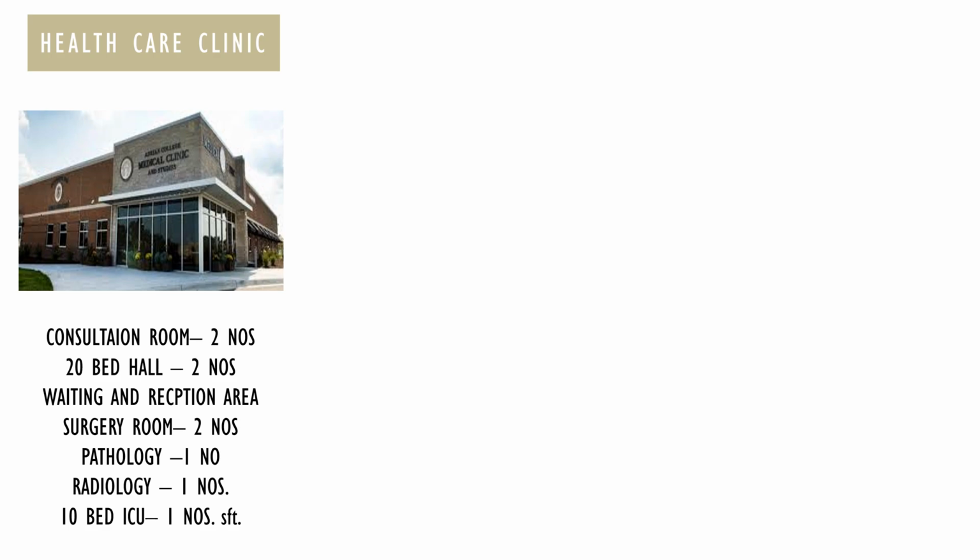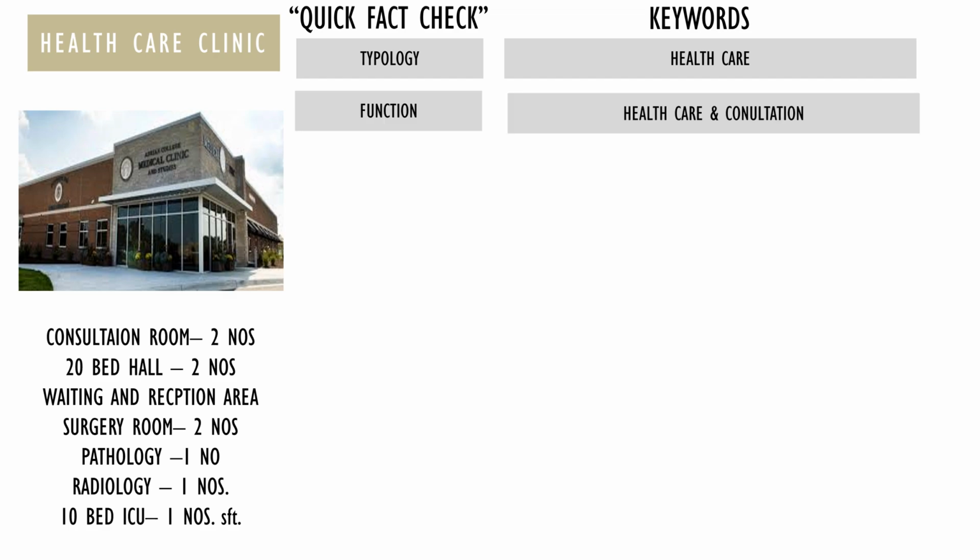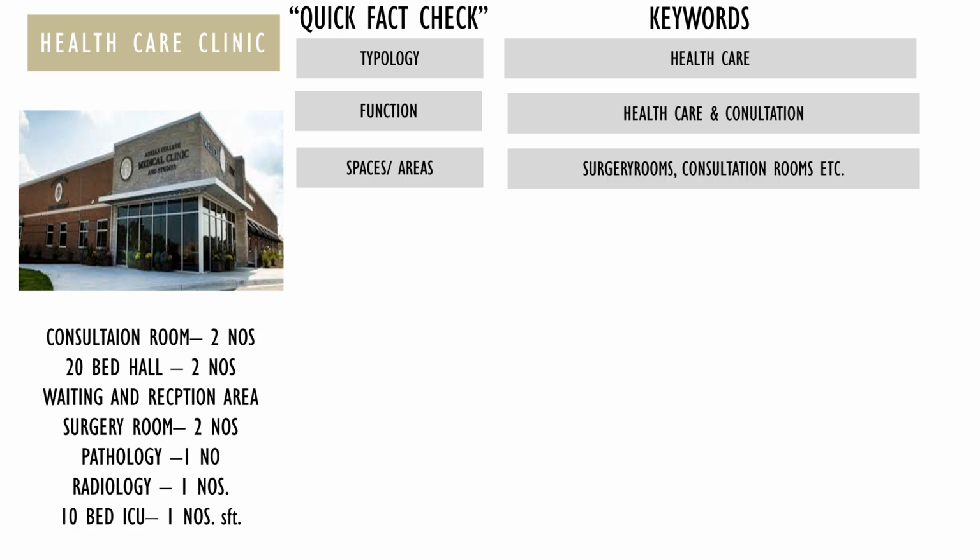After applying the formula of design brief and design program, we have our quick fact check list, which will give us the keywords. Let's read those quick fact checks. Typology, of course, it's a healthcare clinic. Function, healthcare and consultation. Spaces, surgery rooms, consultation rooms, something which is similar to our design program. Scale, it's going to be medium scale.